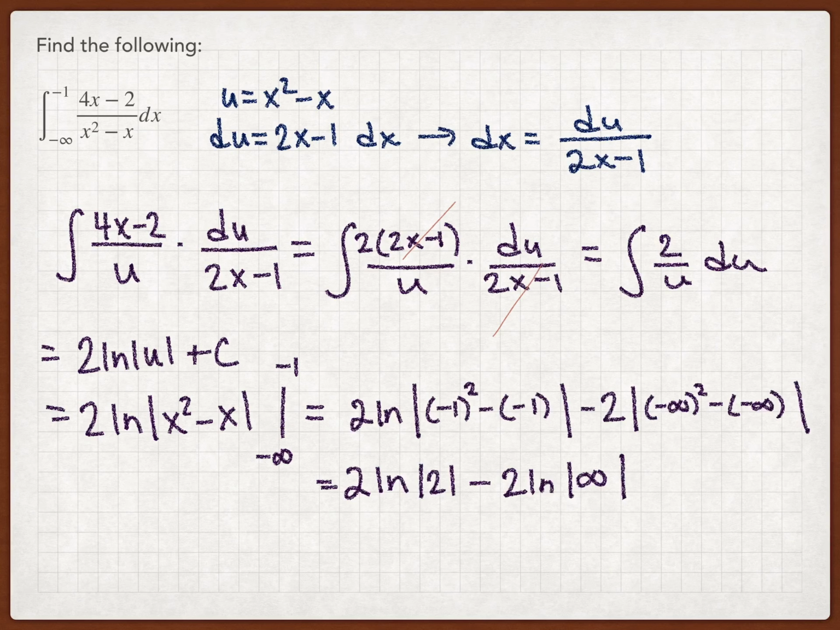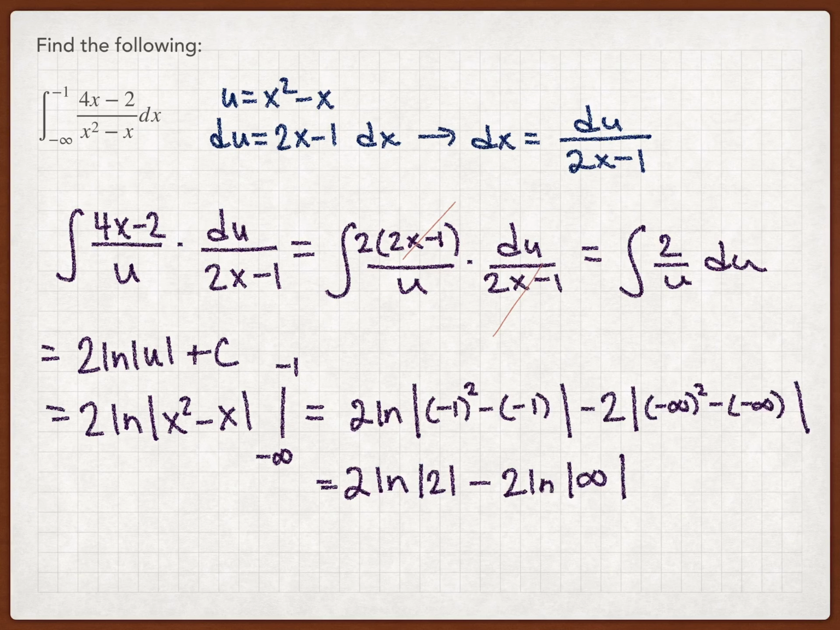If we plug the negative 1 in for x, we end up getting 2 ln 2, and then we plug the negative infinity in for x. I forgot to write my ln in that second term, but I fixed it in the final answer. It should be 2 ln infinity. So basically we end up getting 2 ln 2 minus 2 ln infinity.